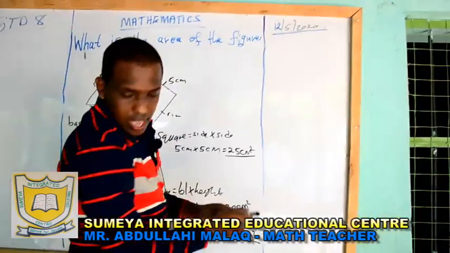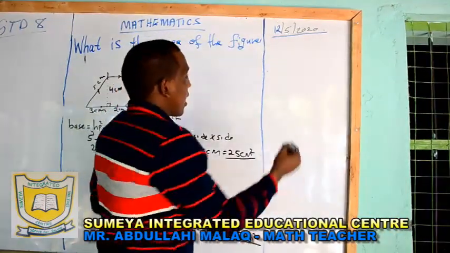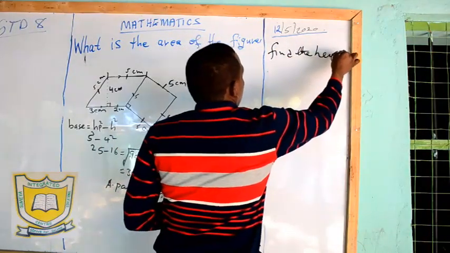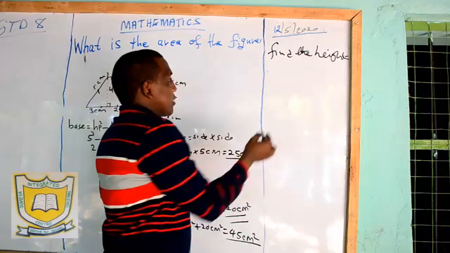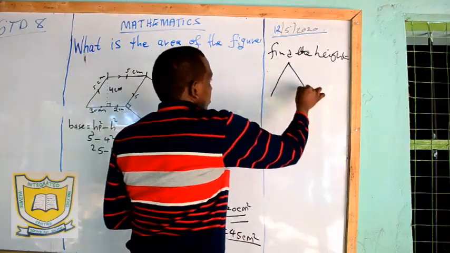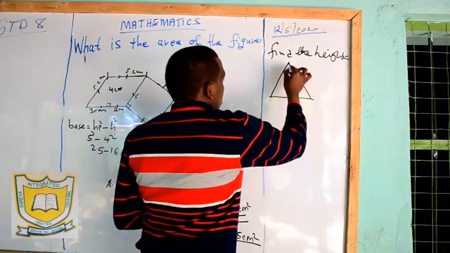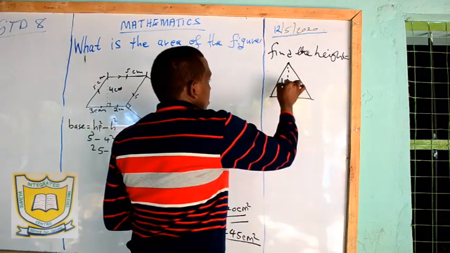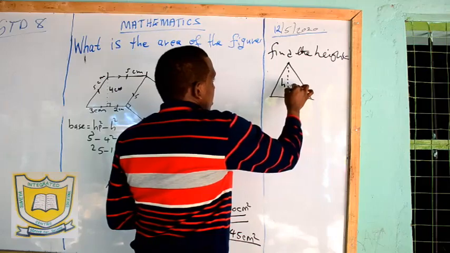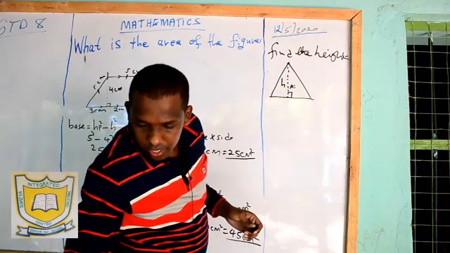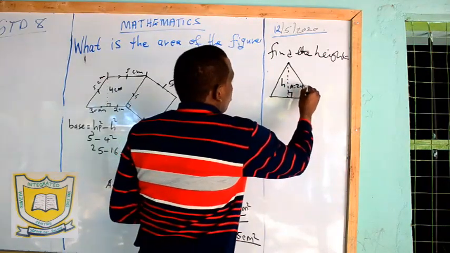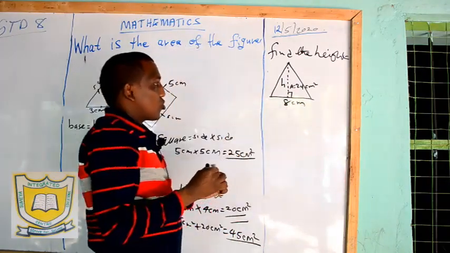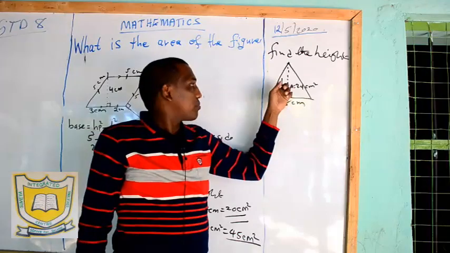There's another figure here. You are told find the height. This is the figure. And they say the area is 24 centimeters squared, and the base is 8 centimeters. So we want to get to the height now.